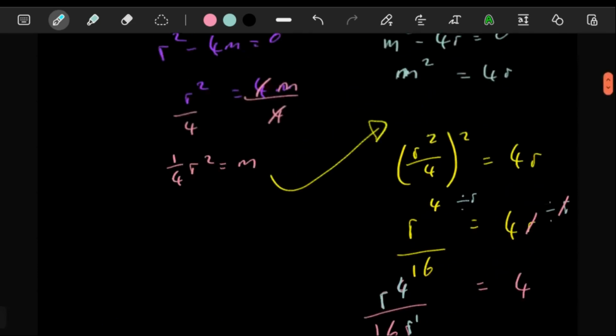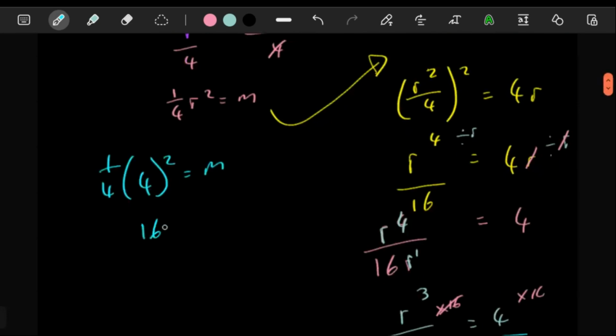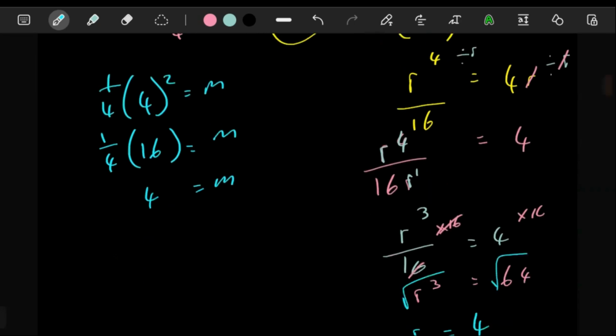R is 4. If r is 4, you can put 4 there. 4 squared is 16, and then 16 times a quarter gives you 4. So m is 4, r is 4. It's purely a coincidence that they're both 4s. But you can clearly see that the method to the madness behind us working this out is not something crazy. It's actually using basic information to just get 6 free marks.